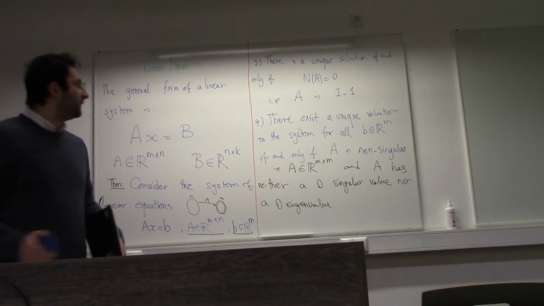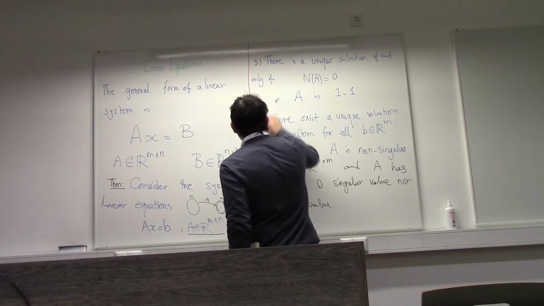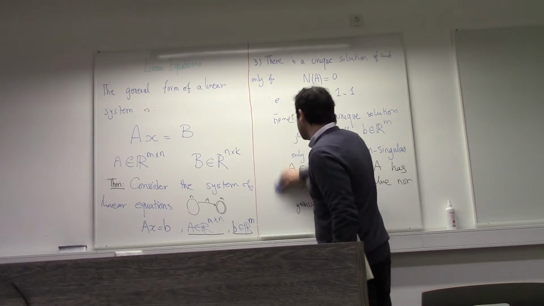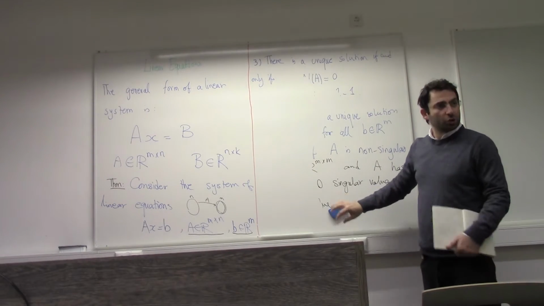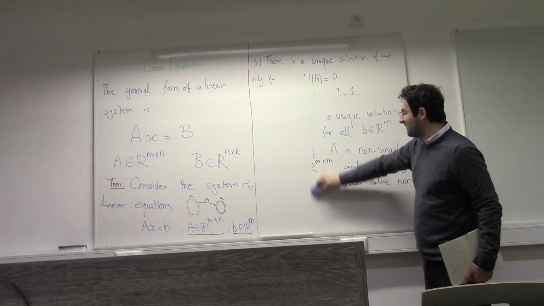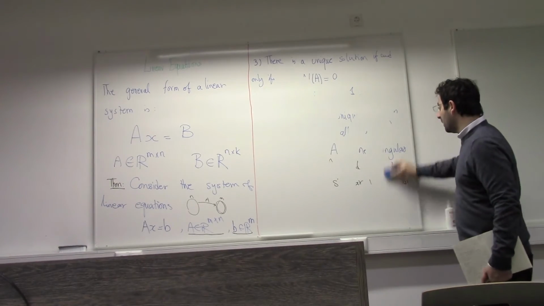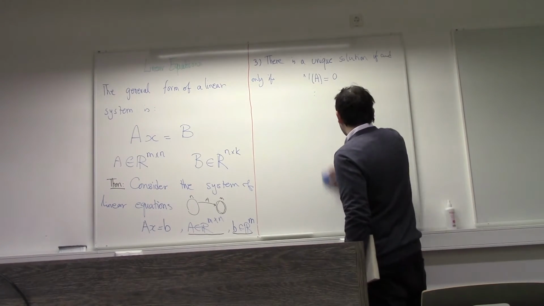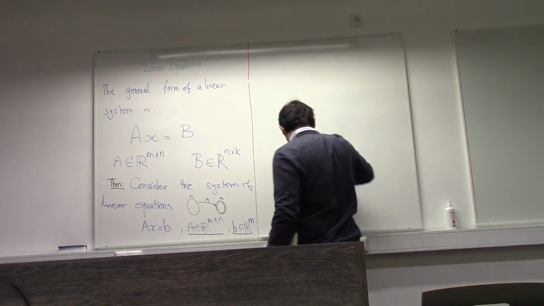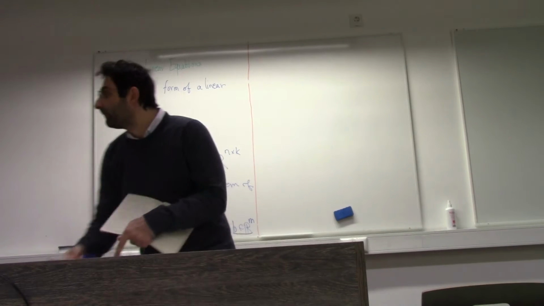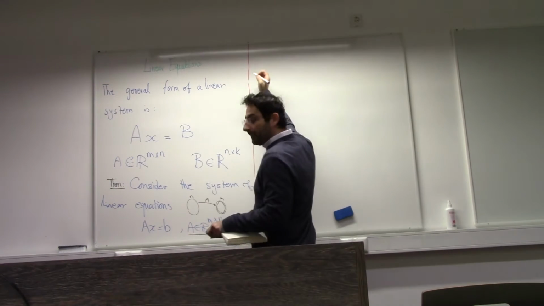Now, the fifth one that we write tells us whether we have no solution, or if we have a solution, it will be the only unique solution. And the number 5 is this.